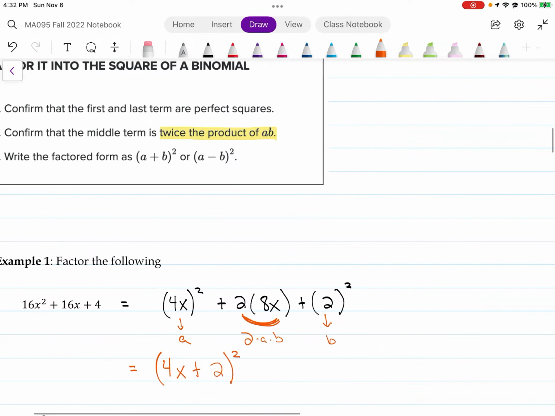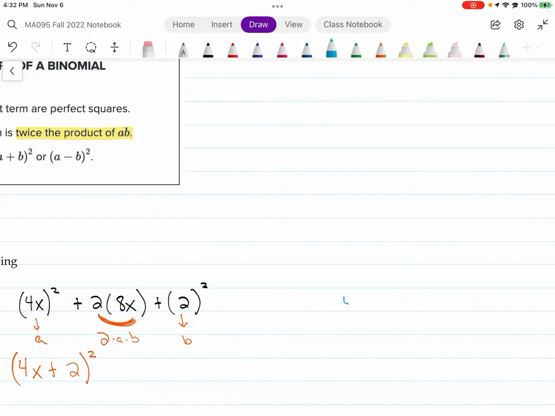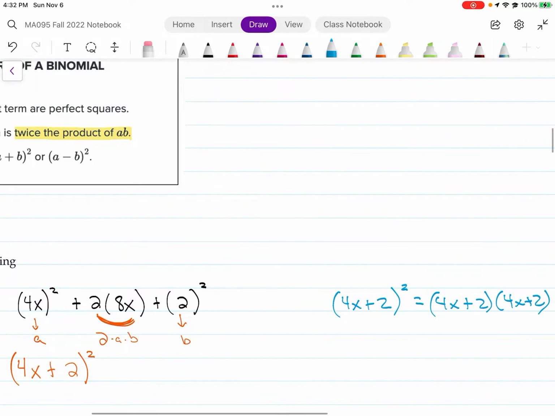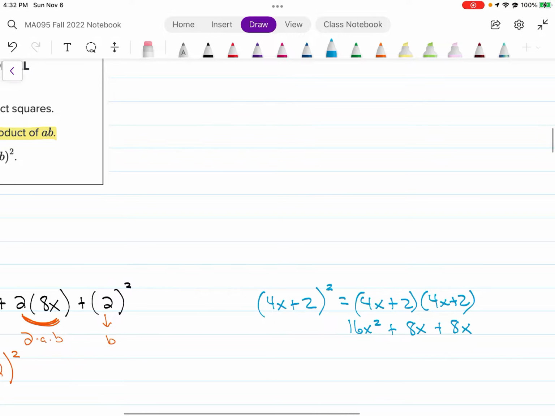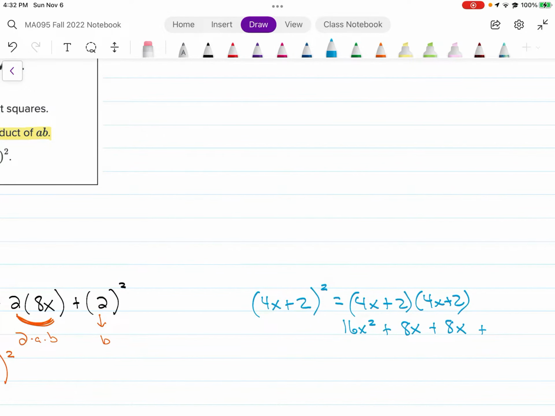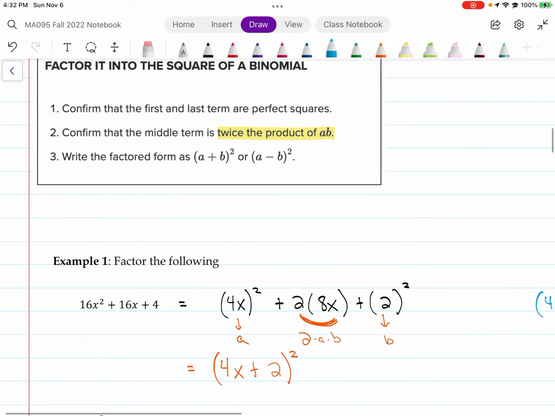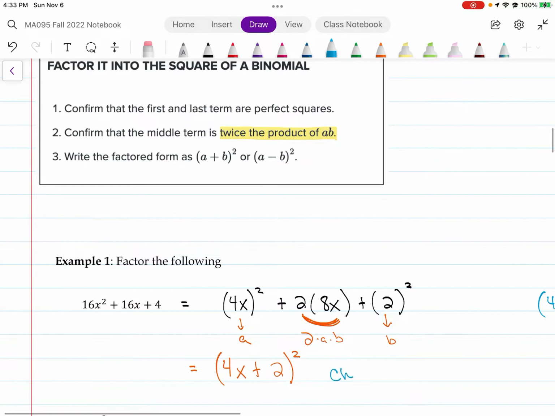So if you doubt it, come over to the side and let's do 4x plus 2, and we will square that by saying 4x plus 2 times 4x plus 2. Let's work it out. The first term is 4x times 4x, that's 16x squared. And then we get 2 times 4x, that's 8x. And then we get another 2 times 4x, that's another 8x, plus 2 squared is 4. So we get 16x squared plus 16x plus 4, and that was our original equation. So check, always check.